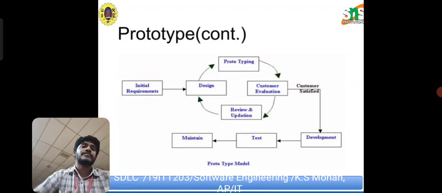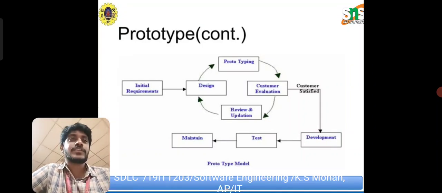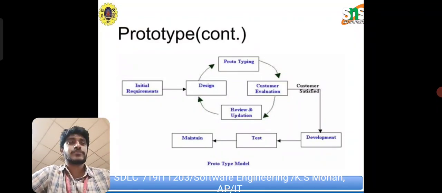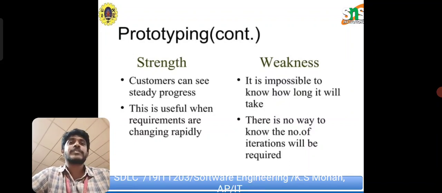On the screen we can see the structure of the prototype model in the software development lifecycle model, which is called the SDLC model. One of the major types in the SDLC model is the prototyping model. It has strengths and weaknesses. The customer can see steady progress in prototyping, but it also has a weakness: it is long and takes more time to complete the process. More iterations add to this weakness. We call this a disadvantage of the prototyping model.